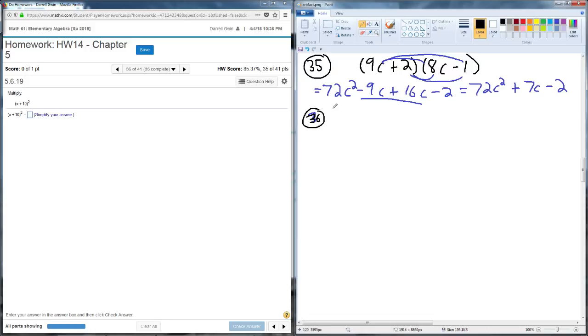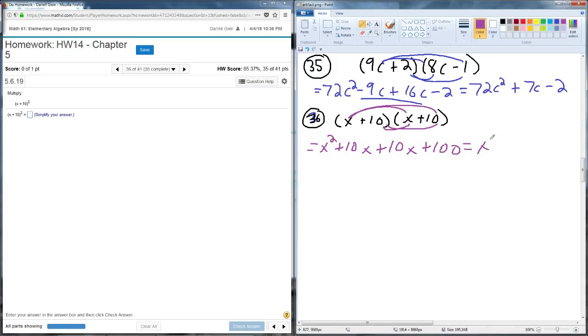36 is x plus 10 times x plus 10. Do not fall for the freshman's dream. It is not x squared plus 10 squared. Do not fall for the freshman's dream. X times x equals x squared. X times 10 is 10x. 10 times x is 10x. And 10 times 10 is 100. Combine like terms, we get x squared plus 10x plus 10x is 20x. And we tack on that plus 100.